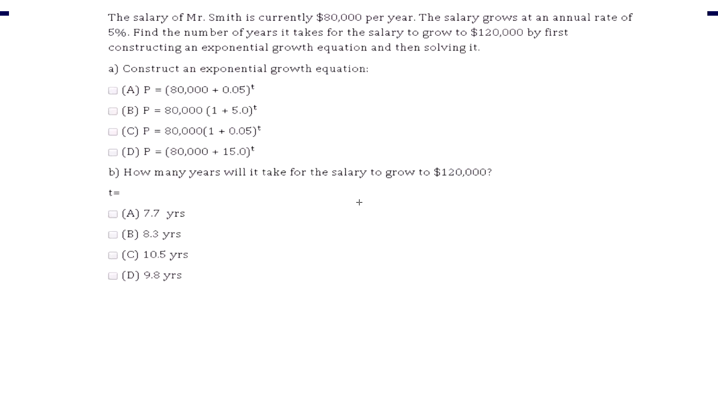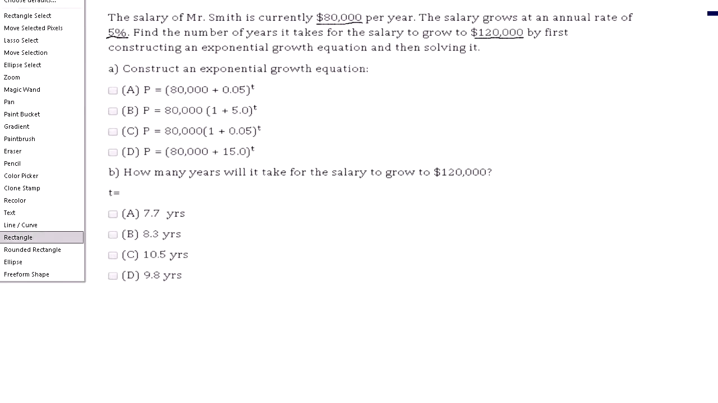So basically the important part about this question is the main aspects of it: his base, what he has currently, the percentage rate at which it grows, and what they want you to find. There's an equation for actually solving these kinds of questions.